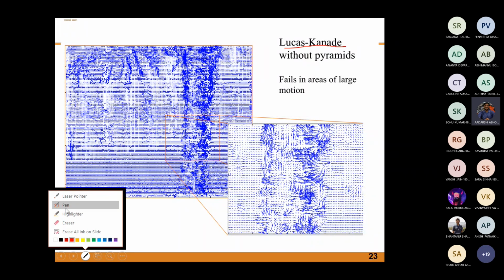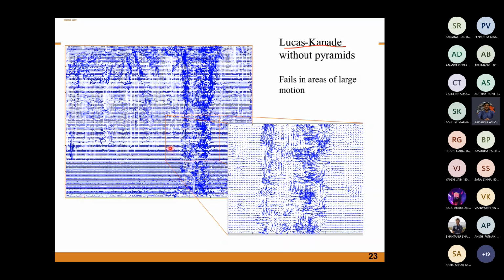If you just take this tree bark area and zoom in, this is how the optical flow vectors look when you implement the Lucas and Kanade optimization, which we just discussed earlier. What you observe is that within the bark region, the optical flow vectors show different values, as well as slightly different directions.